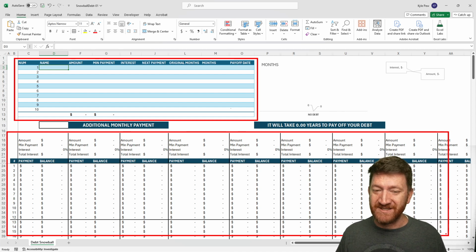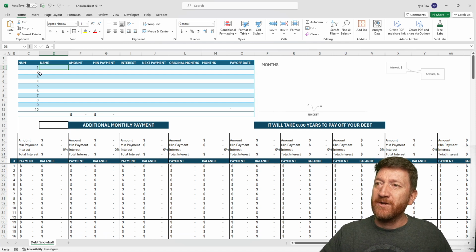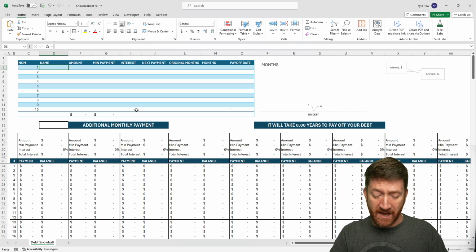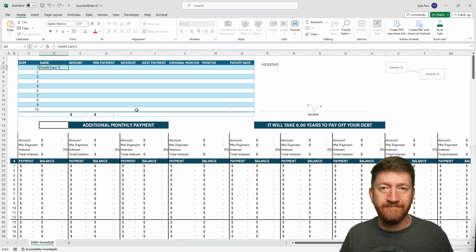So let's try this out. I'm going to go up into record number one of the table, and we've got name there. So what's our first debt? Let's see, I'm going to make this really generic. I'm just going to call this credit card one.